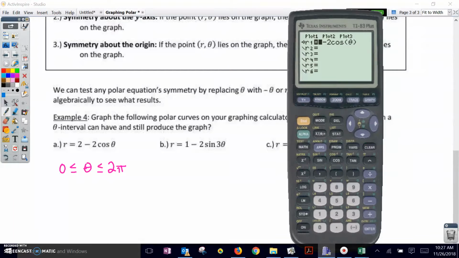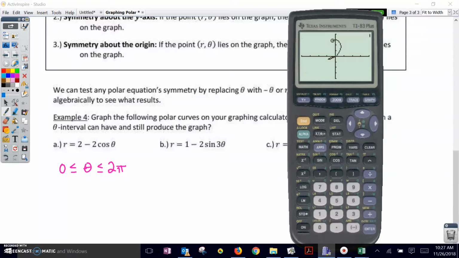Alright, let's try this next one. 1 minus 2 sine of 3 theta. I'll start with 0 to 2 pi. And see what happens. Whoa. We got that whole graph like that. That's a pretty interesting graph. Let me see what happens if I bump that up. That looks like it might be the whole graph.